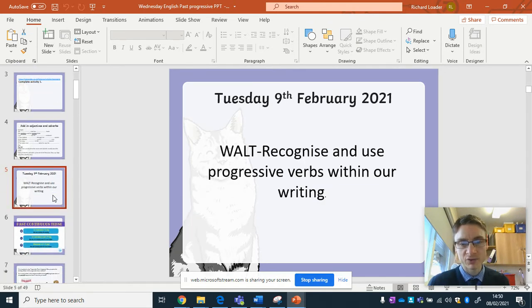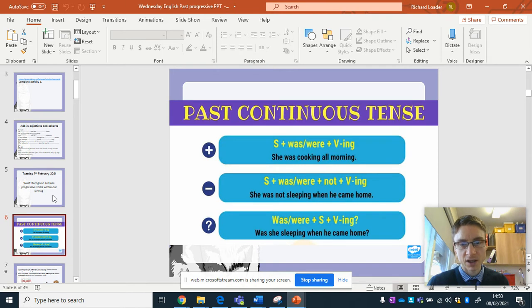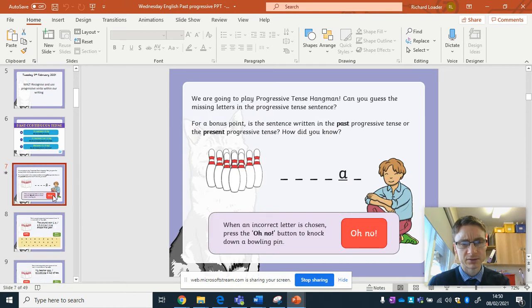Okay, so our goal is to recognize and use progressive verbs within our writing. We're going to use past progressive. Now, when we're using the past continuous, it's she was cooking all morning. It's the subject, then using was or were, and then a verb ending in ing.